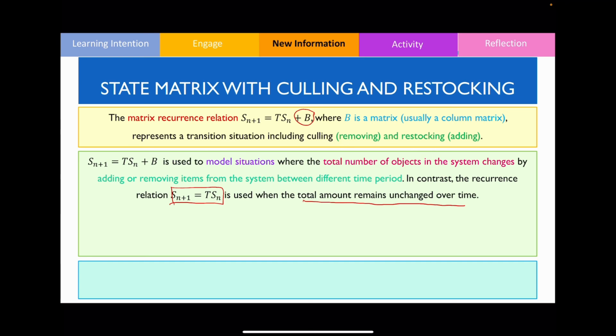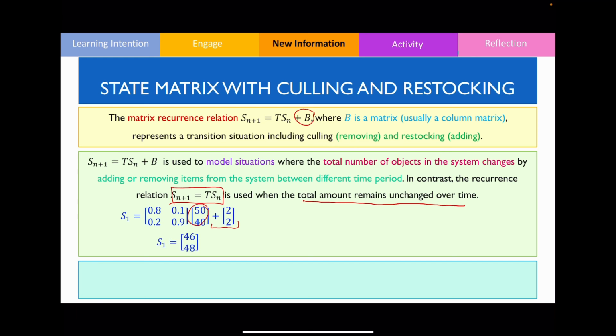So what I'm going to do now is show you an example so that you can see how the total amount changes over time when you've got culling or restocking. In this particular example, we know that this involves either culling or restocking because it has a plus column matrix, okay? So you're adding by another column matrix. And if you were to put this into the calculator, notice that this total amount has actually changed over time.